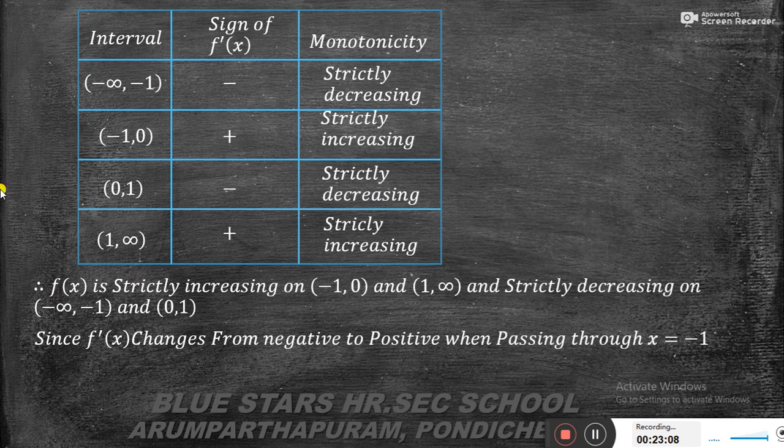From this table I conclude that f of x is strictly increasing on minus 1 comma 0 and 1 comma infinity, and strictly decreasing on minus infinity comma minus 1 and 0 comma 1. See the table here: the sign of f dash of x changes from minus to plus, plus to minus, minus to plus. Minus to plus is a local minimum, plus to minus is a local maximum, minus to plus is a local minimum. So f dash of x changes from negative to positive when passing through x equal to minus 1 and x equal to 1.